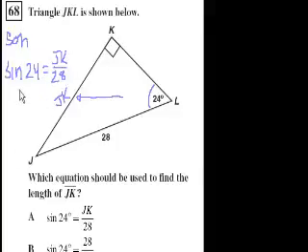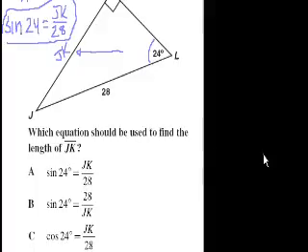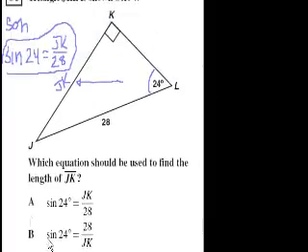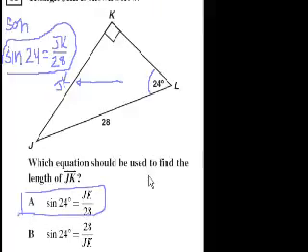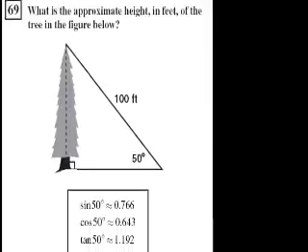And so maybe we're done, because it looks like that's how they wrote it. So sine of 24 degrees is equal to JK over 28. That's choice A. Sine is equal to the opposite over the hypotenuse. Choice A. Problem 69. These are kind of fun, aren't they?